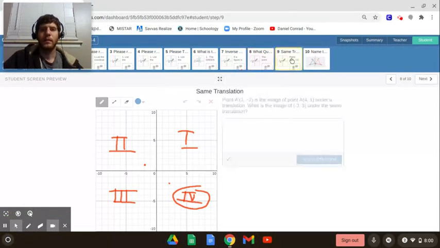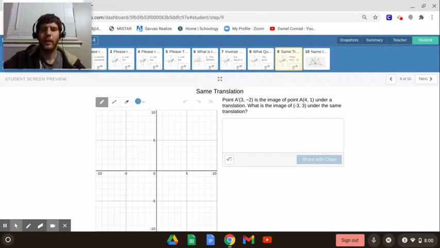All right, slide number 9. Point A prime, 3, negative 2, is the image of point A, 4, 1, under a translation. What is the image of negative 3, 3 under the same translation? So we need to find the translation first. Okay, so A is going to be the point 4, 1 here. A prime is the point 3, negative 2. Okay, so to get there, we have to go left 1 and down 3.